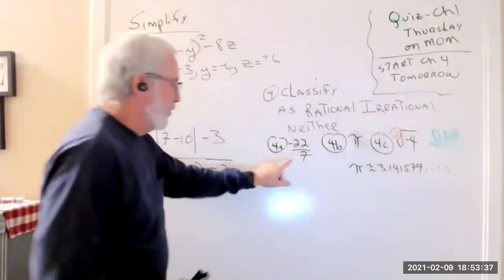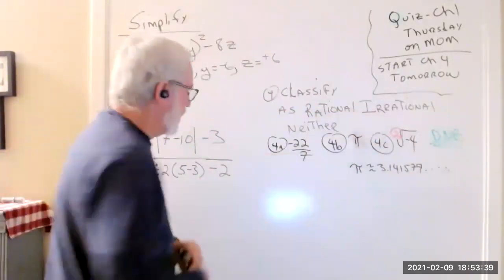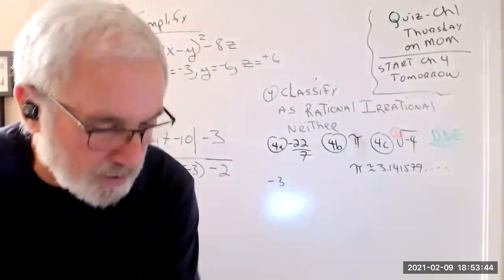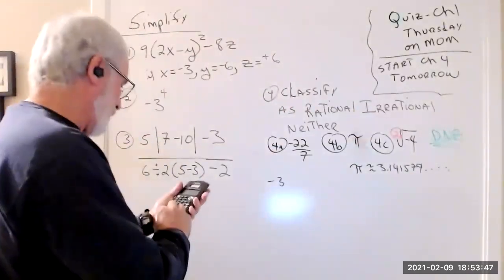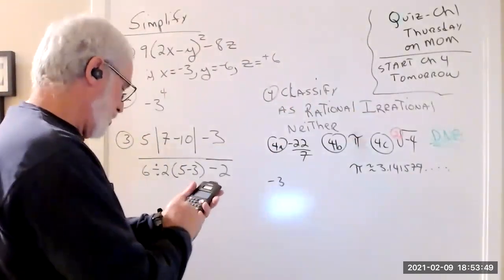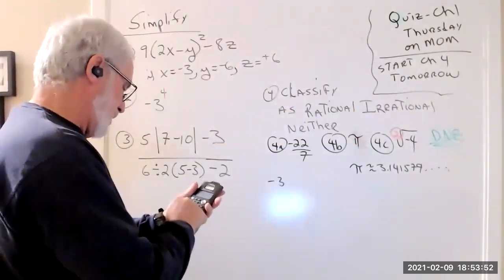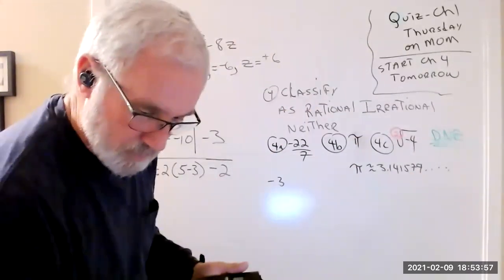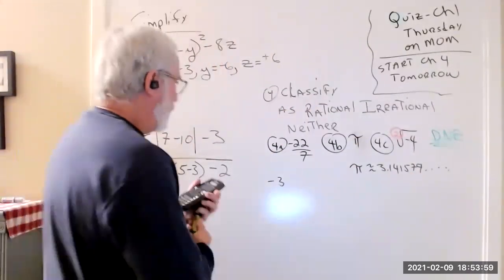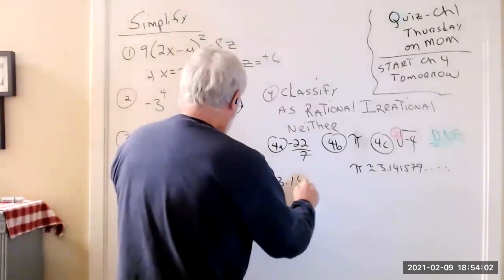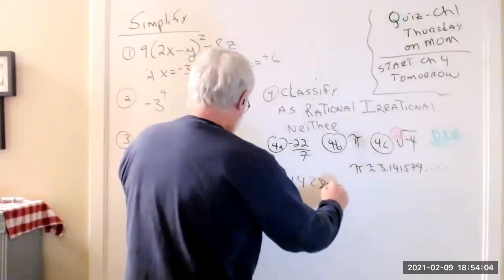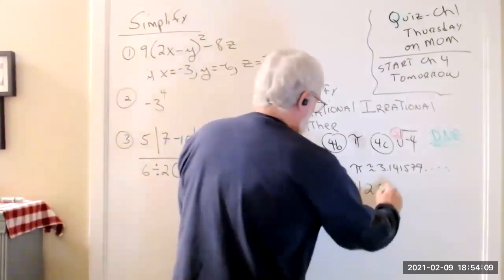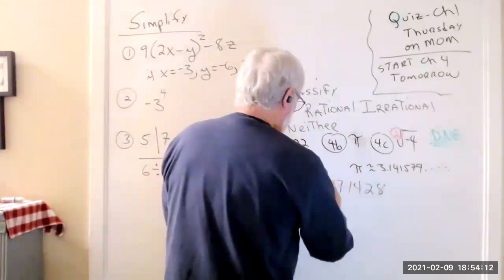Okay. This one is -3. Maybe I should use it on my calculator. There's a couple ways of doing this, which we'll talk about. Clear, divided by... 3.14285714. Now my calculator keeps going on like that. Okay.